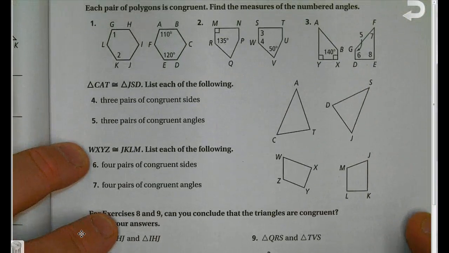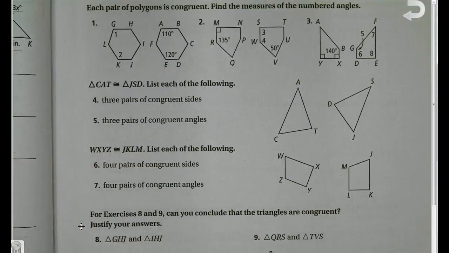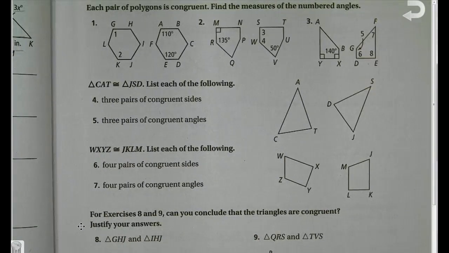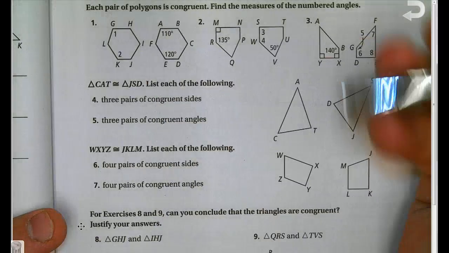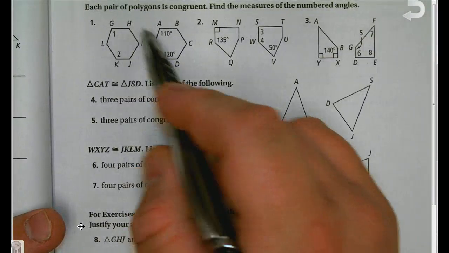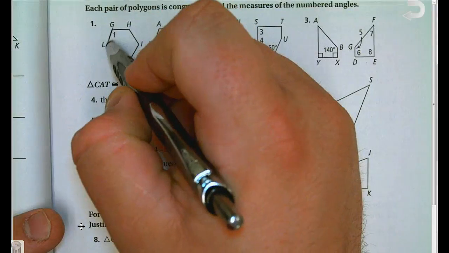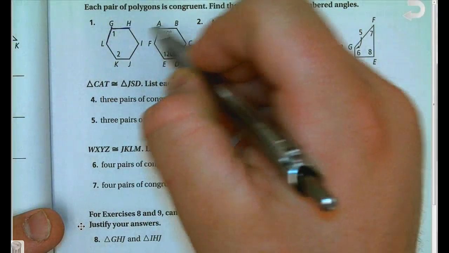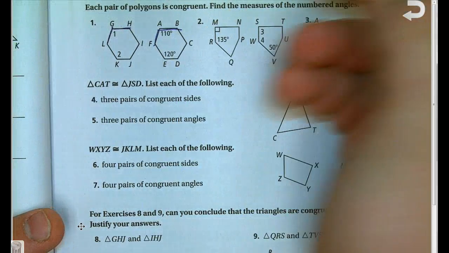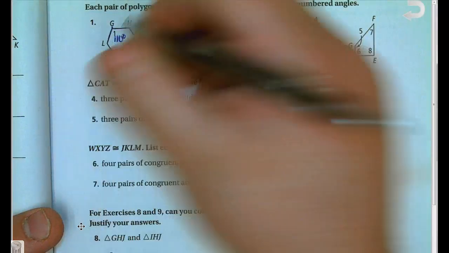On page 91, essentially I'm just getting you to practice understanding that angles are congruent to angles and sides are congruent to sides. So what I want you to do right now is to go ahead and complete 1 through 7, and then when you're done with 1 through 7, bring it to me to check. I'll go ahead and get you started on number 1. If you see this polygon here, the shapes are congruent. So angle 1, which is angle LGH, matches angle FAB. So angle 1 is 110 degrees.